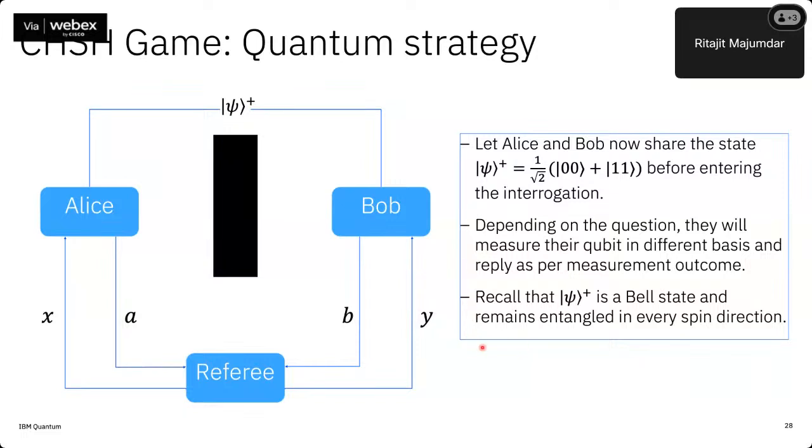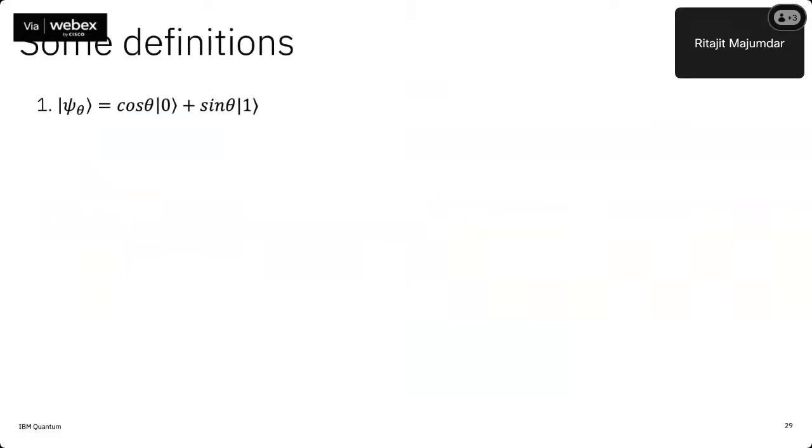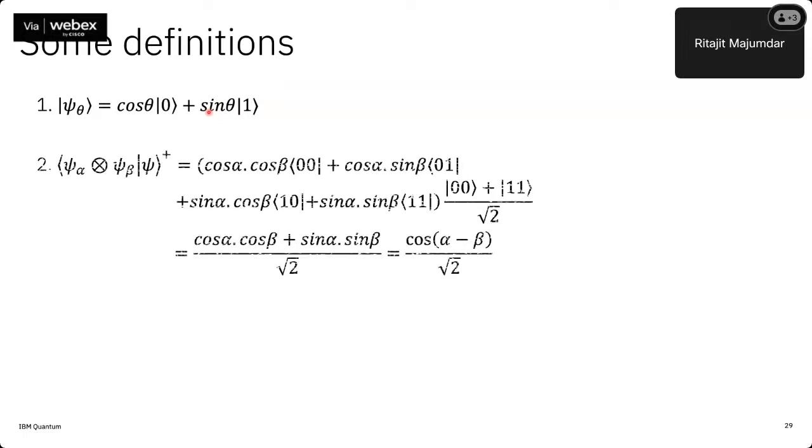Just recall something that we emphasized before: a Bell state remains entangled in every spin direction. Irrespective of the basis in which you measure the state, it remains entangled. There is some small mathematical stuff, but it's okay, you don't have to remember everything here. I will call such a state psi theta, which is cos theta 0 plus sin theta 1.